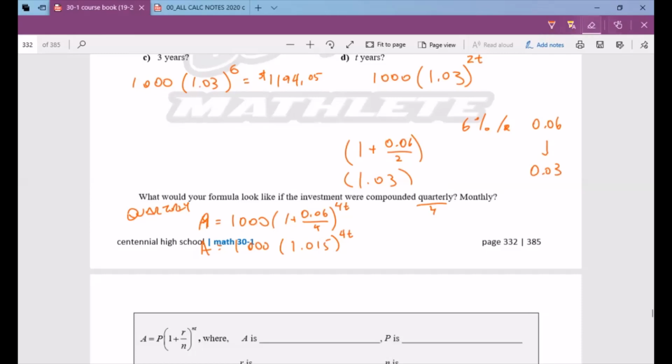If we have monthly interest, if our interest is happening monthly, this ends up being A is equal to 1,000 times 1 plus 0.06, but we're going to divide it by 12 because we're going to get 1/12 of that 6% every single month. So we're going to get a 0.5% each month. Our exponent will be 12t. 1,000 times 1.005 to the 12t. 0.5% growth every month.